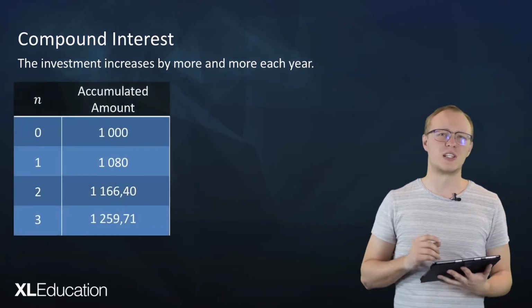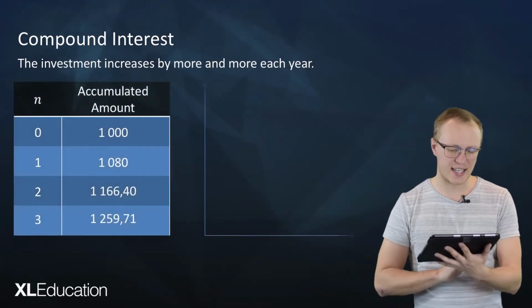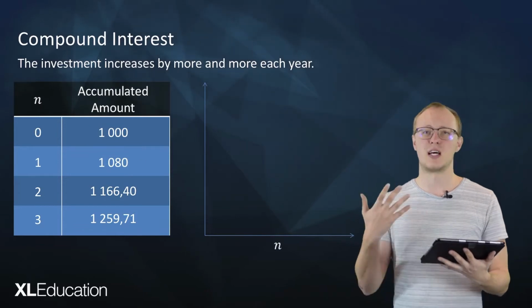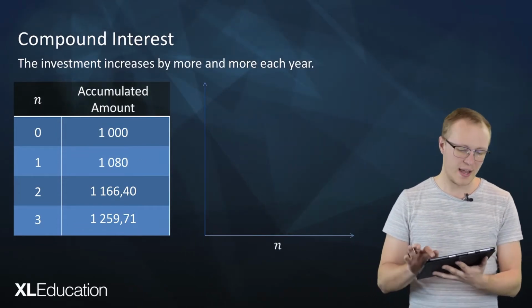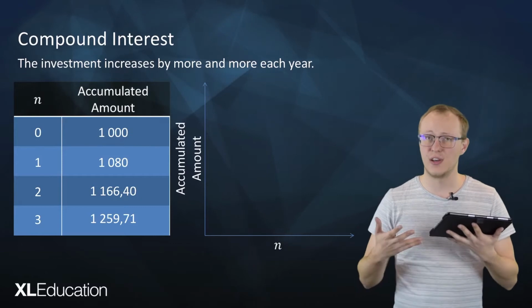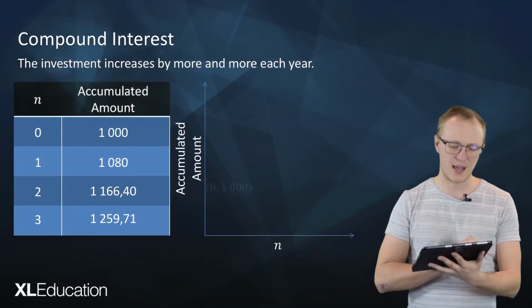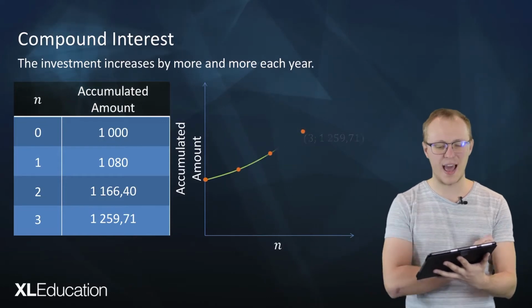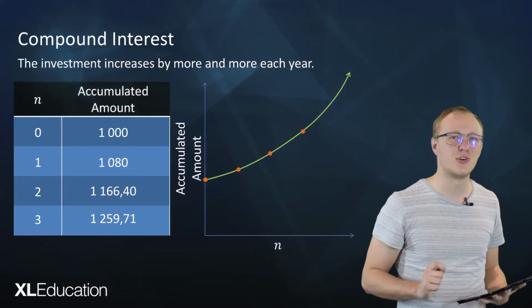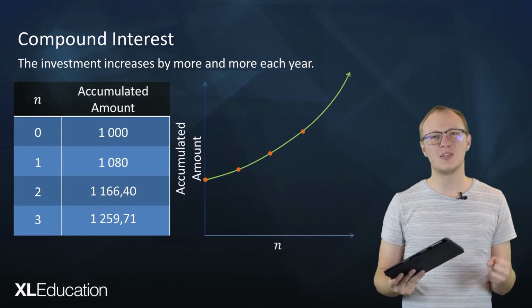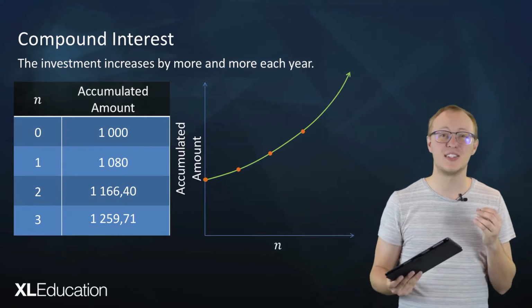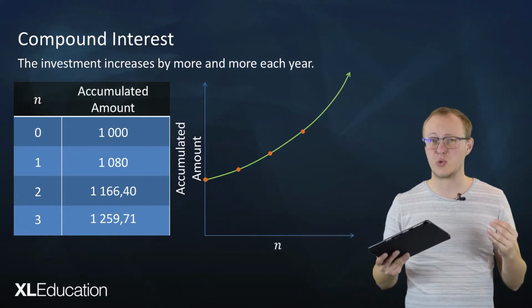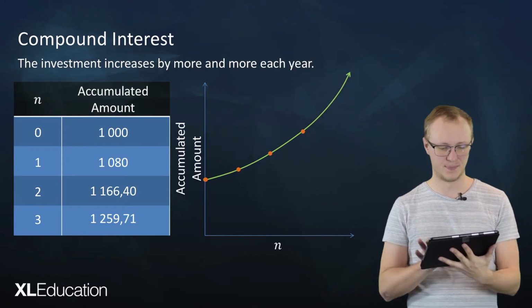Let's see what that looks like on a graph. So on the x-axis, I'm going to put the time period, the year we are in, and on the y-axis, the accumulated amount in the account. And if we plot that, we find that we actually have an exponential graph. So the amount of money in an account that is earning compound interest grows exponentially.